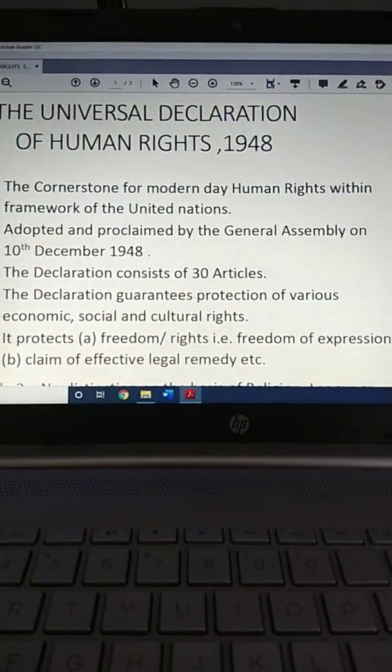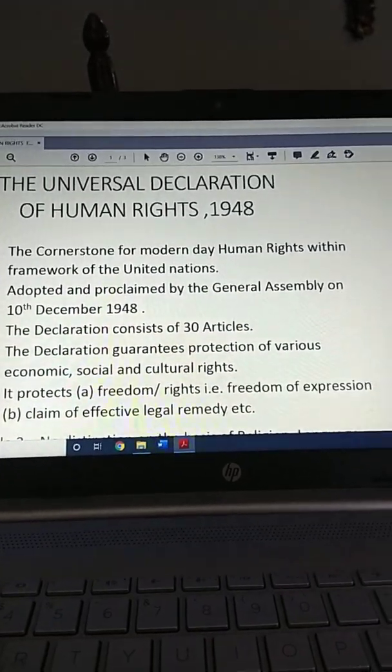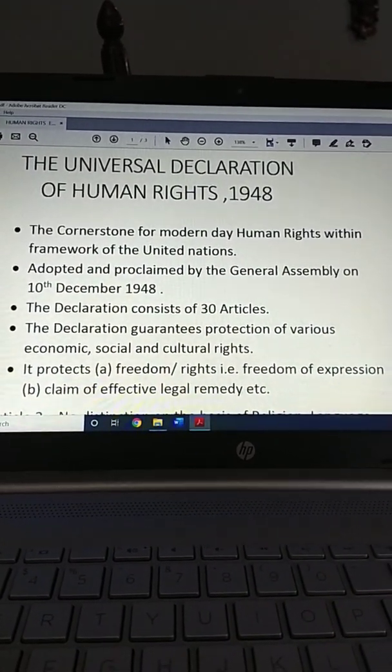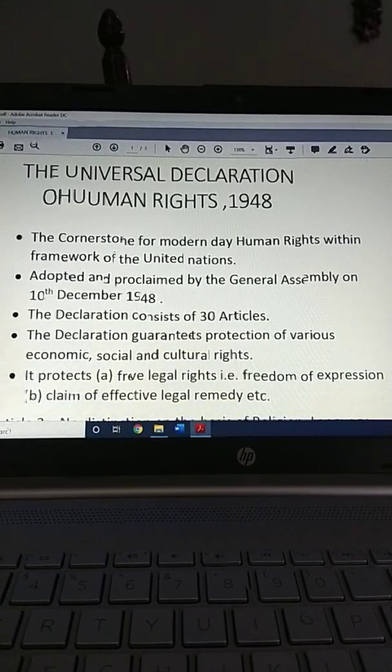This Universal Declaration of Human Rights is the cornerstone of modern day human rights within the framework of United Nations. The General Assembly of United Nations adopted and proclaimed it in December 1948. It contains different social, cultural, and legal rights for the citizens. Let us have a look at those articles.